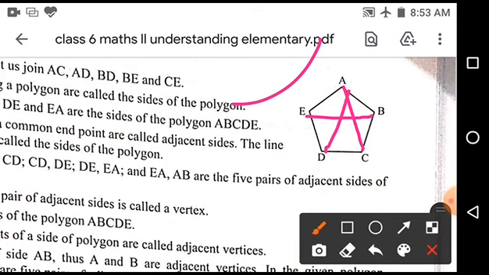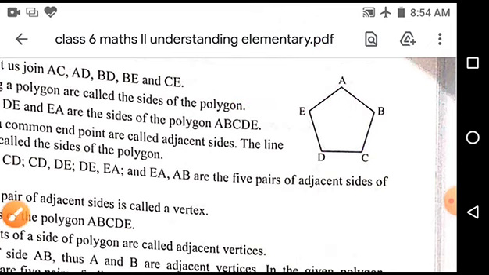There is a condition: you must join non-adjacent vertices. That means you cannot join A and B because A and B are both adjacent vertices. So if you join two non-adjacent vertices, then you will get a diagonal of a polygon.